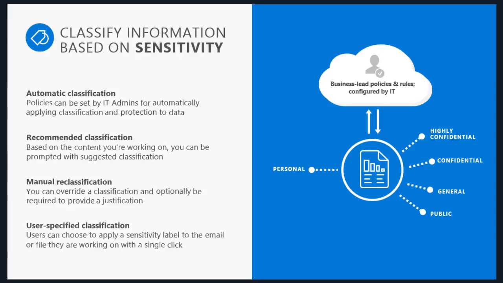So if you're working on a document and you're not sure what to do, your organization can set a policy to prompt the user visually with a bar that says, it looks like you're working with this type of data. We recommend that it's classified in this manner. And those are certainly things you can do.